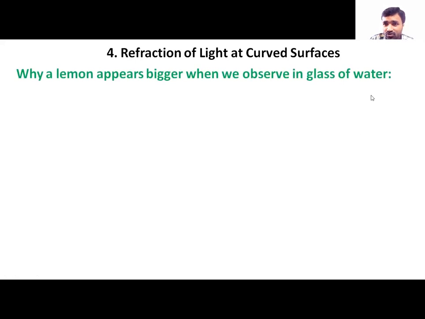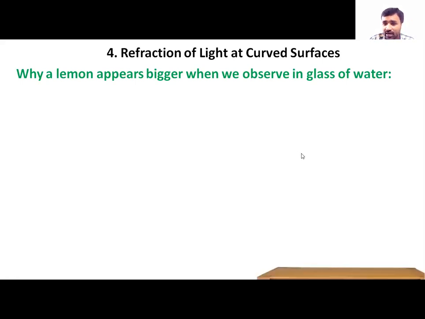Okay, right. So here simply, I am asking the size of the lemon in an empty glass and in a glass of water. Sir, in a glass of water, it will be big. In an empty glass, it will be normal. Why is it observed as big? When you see a lemon in a glass of water, it appears bigger. Yes or no? Yes. So here, why is it observed as bigger?